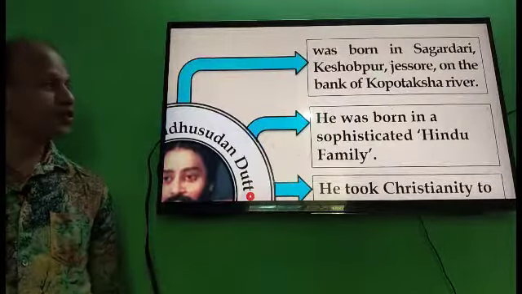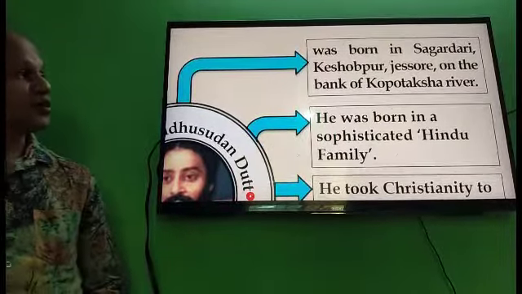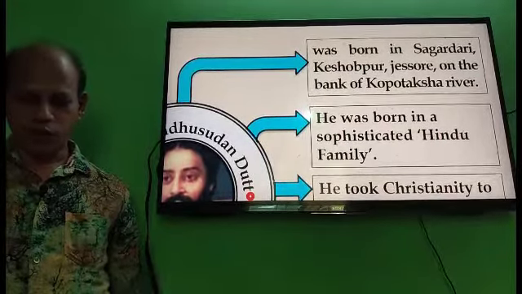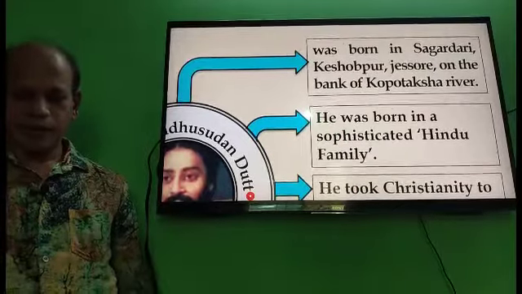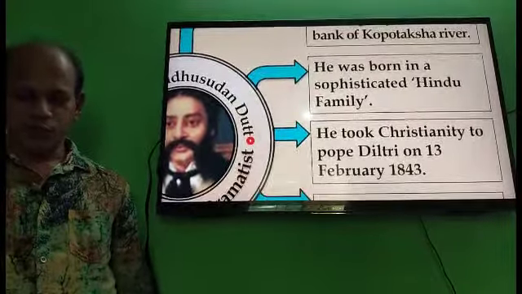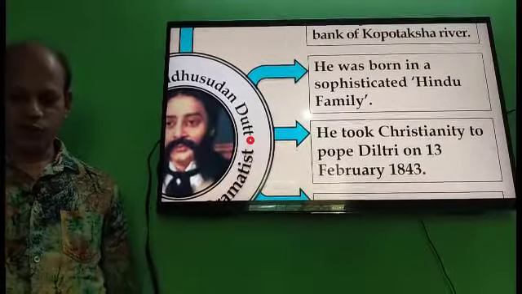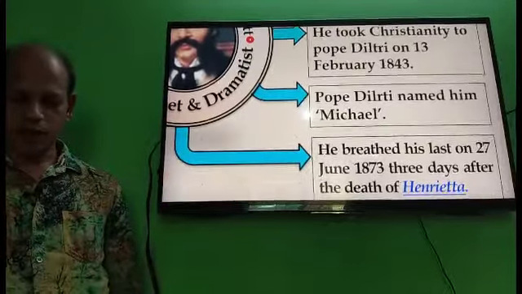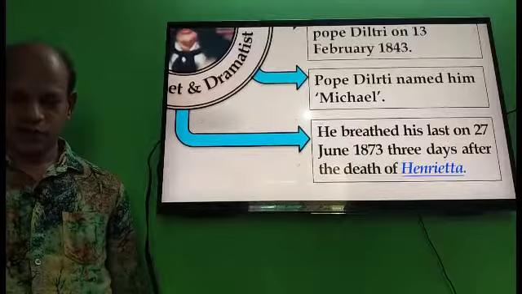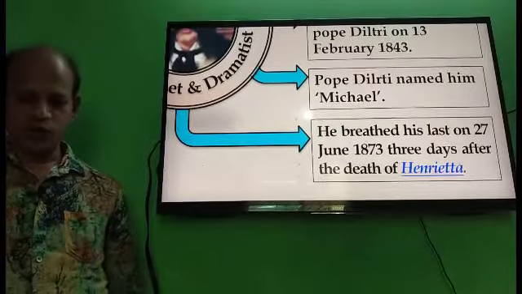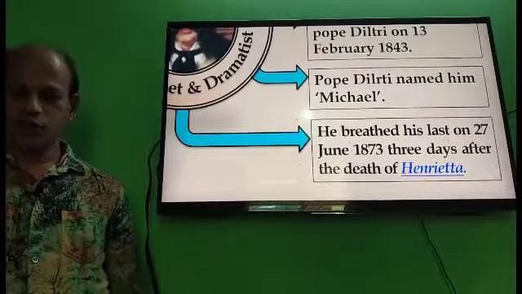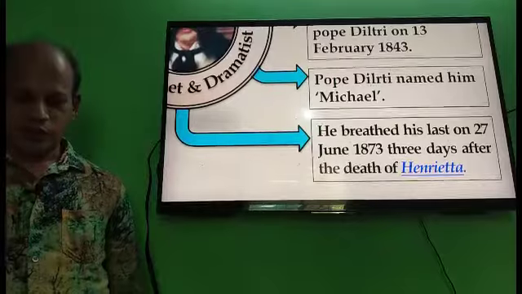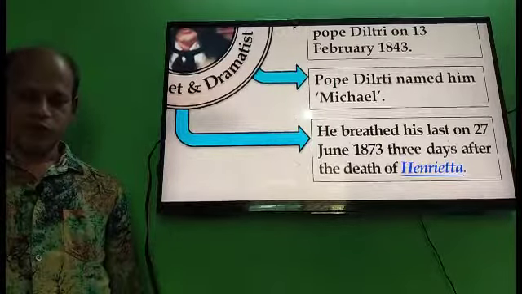You see, Michael Madhusudan was born in Sagardari, Keshabpur, Jessore, on the bank of the Kapotaksha River. He was born in a sophisticated Hindu family. He took Christianity from Pope Dilthri on 13 February 1843. Pope Dilthri named him Michael. Finally, he breathed his last on 27 June 1873, 3 days after the death of his beloved wife, Henrietta. Okay, these are some information about him.